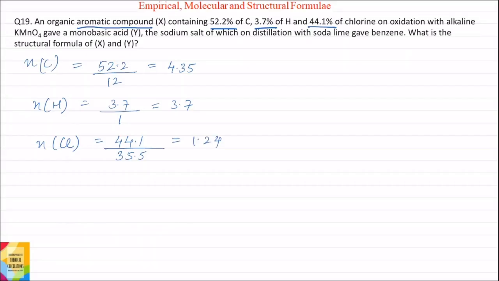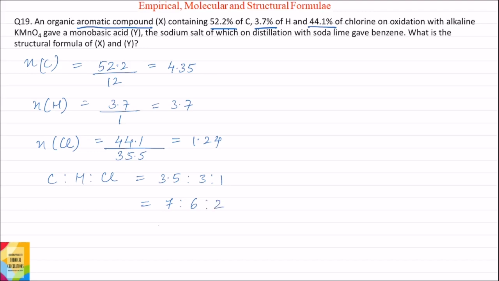Now dividing all these values by 1.24 we get the ratio of carbon is to hydrogen is to chlorine, which is equal to 3.5 is to 3 is to 1, and the simple whole number ratio will be equal to 7 is to 6 is to 2.